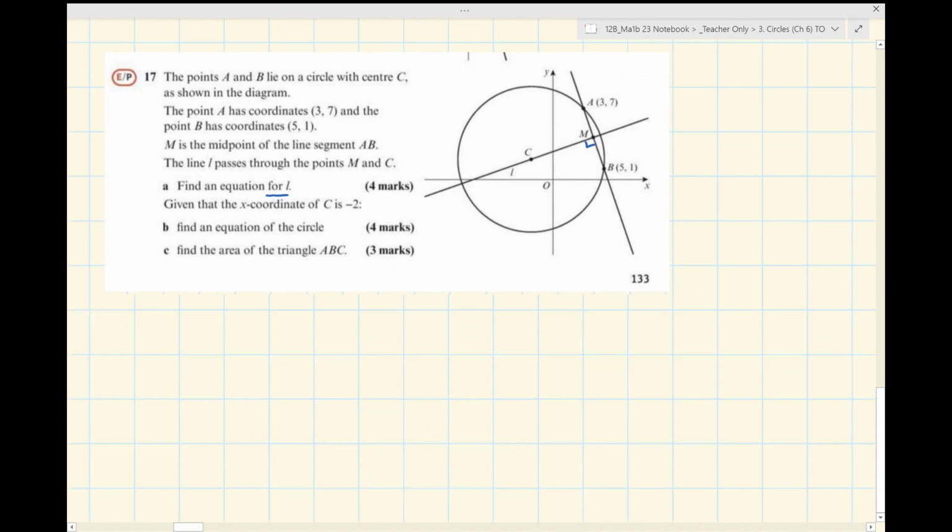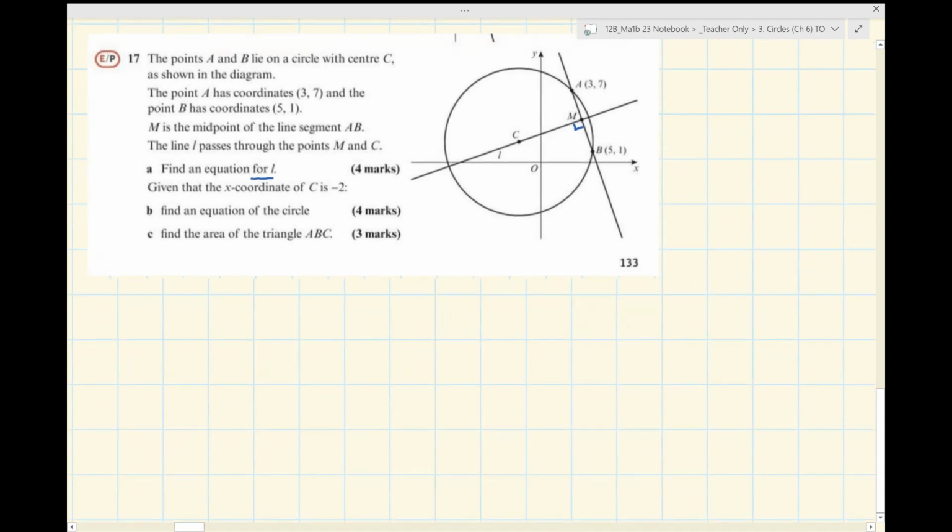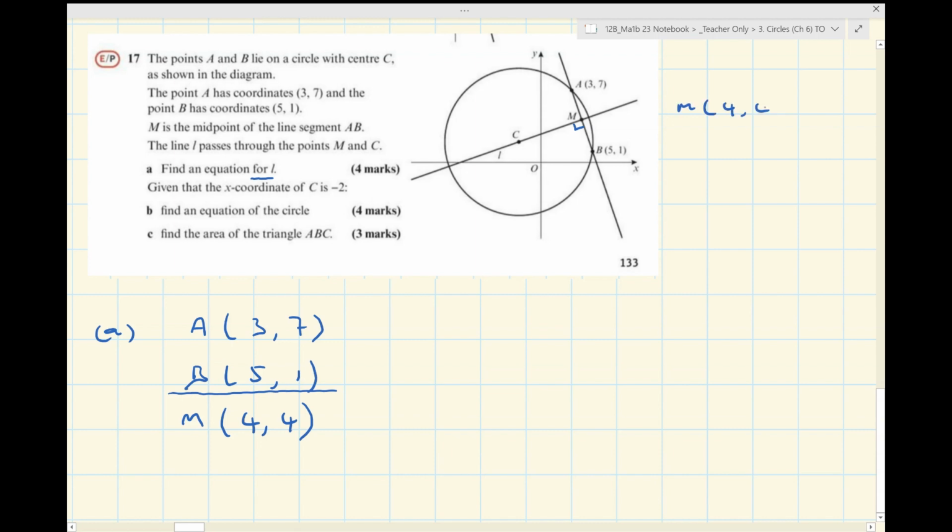To find the equation of a line, I need to know a point on the line, and I need to know its gradient. Well, I know that I've got A at 3, 7, and I've got B at 5, 1, and I know the midpoint of AB, M, is on the line. So I'm going to find the midpoint of A and B by averaging the x-coordinate of A and B and the y-coordinate of A and B. So the point M is 4, 4. So that's a point on my line L.